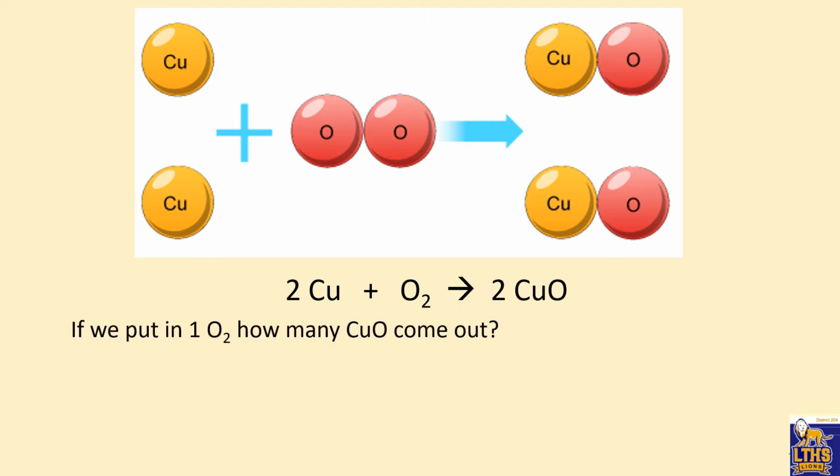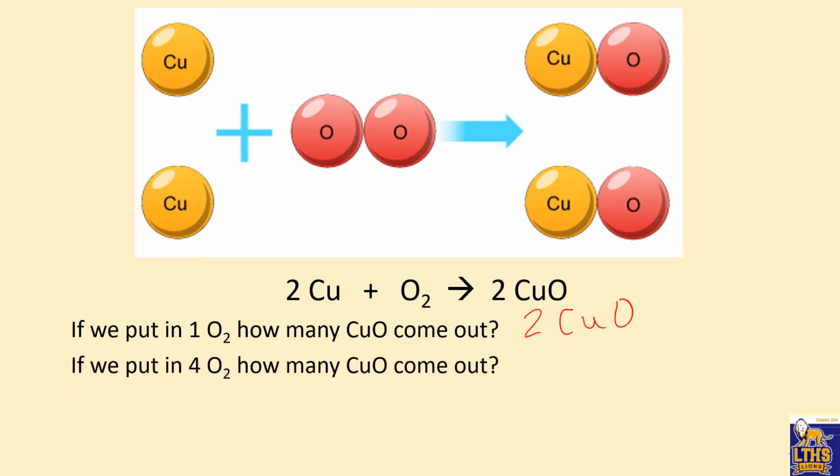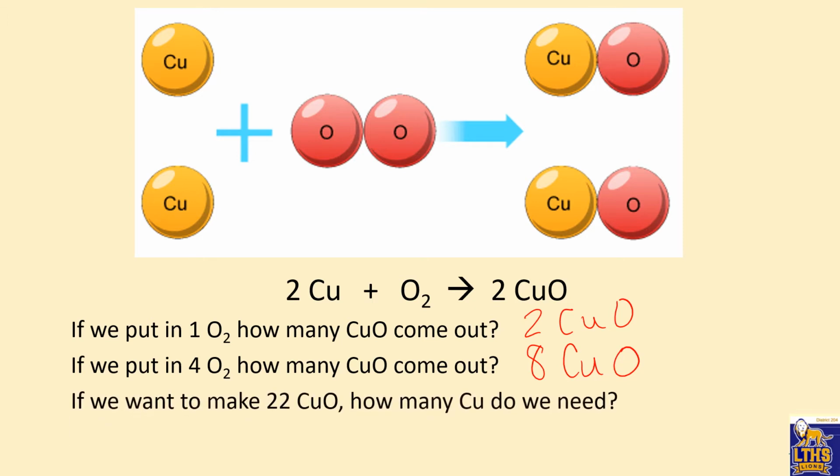So what if we put in 1 O2? How many CuO would come out? If we put in one of these, we'll get 2 CuO coming out. What if we put in 4 O2? If we put in 4 of these, we'll get 8 CuO to come out. What if we wanted to make 22 of these? We want 22. Wow.